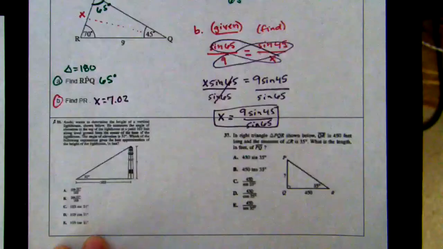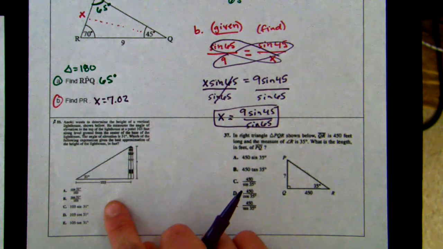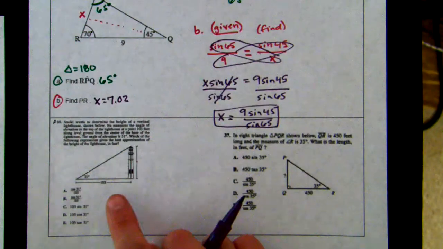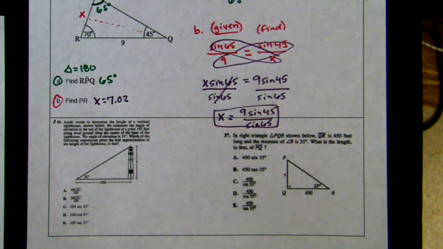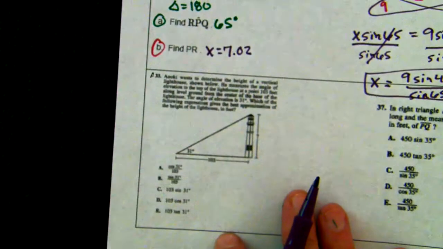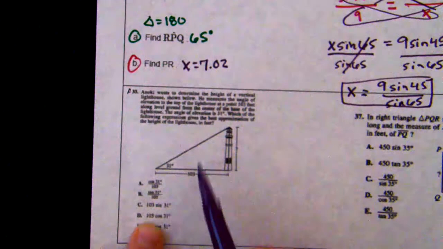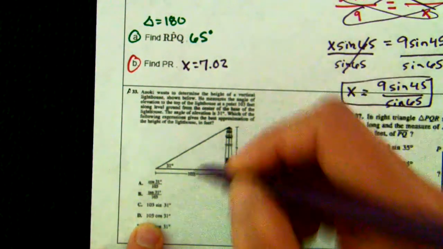The other one I'm going to do on this homework video is this one right here, number 33. The writing is teeny tiny. That's part of the reason that I chose to do this one, but the majority of what you need you can get from the diagram itself. I'm going to try to zoom in on this, but I don't know how well you can actually see that. What it's asking us to find is the height of the lighthouse.